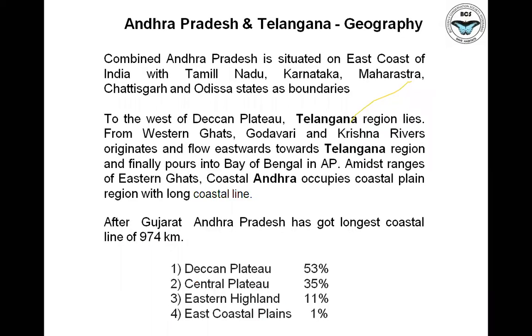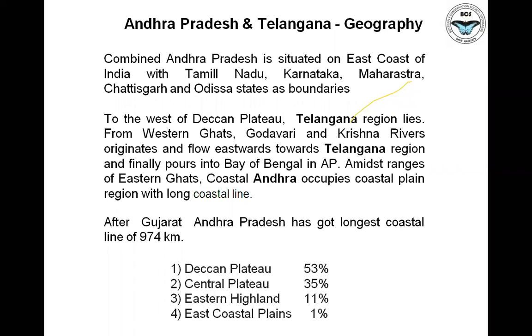So, coming to the presentation, first let me present the geography of Andhra Pradesh and Telangana. Combined Andhra Pradesh is situated on the east coast of India with Tamil Nadu, Karnataka, Maharashtra, Chhattisgarh, Odisha as state boundaries. To the west, the Deccan Plateau, the Telangana region lies. From the Western Ghats, the Godavari and Krishna rivers originate and flow eastward through the Telangana region and finally pour into the Bay of Bengal in AP.